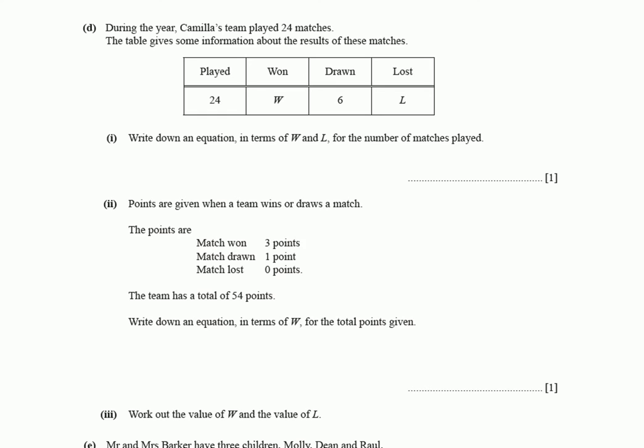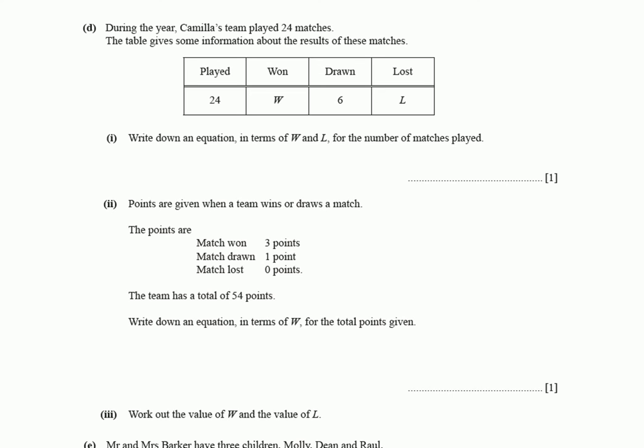So now here's a question which is about a frequency table, or maybe a probability table. Looks quite different. During the year, Camilla's team played 24 matches. We can see that information is represented over here. She won W, she drew 6, and she lost L. Write down an equation in terms of W and L for the number of matches played.